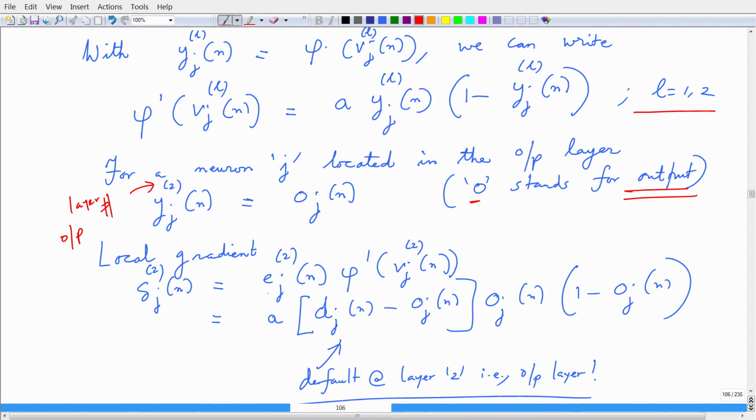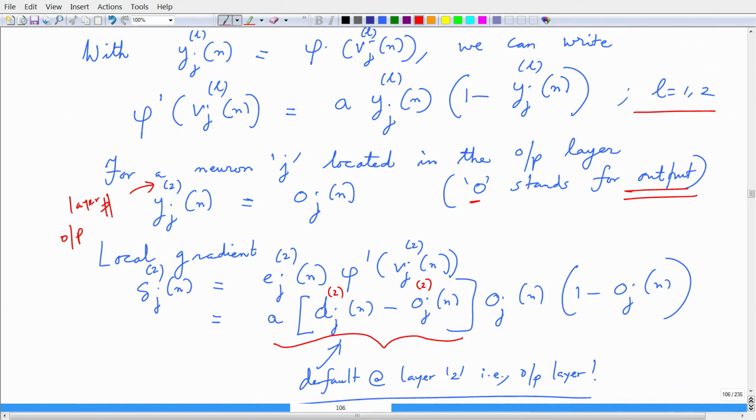Now, Ej can be realized as Dj minus Oj, right. Ej of n is Dj of n minus Oj of n, and I have deliberately removed the superscript 2 here because it is direct and implied that this is a measurement in the output layer, right. We get this.